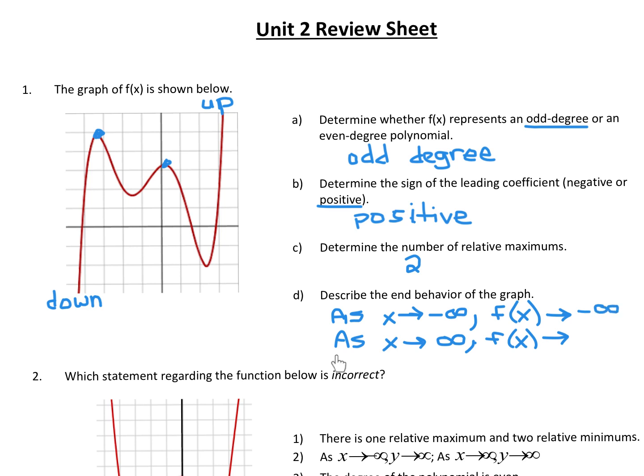All right, whereas as x approaches positive infinity, this means as we're going to the right. So as the x values are getting bigger, as we go to the right on our graph, what's happening to f of x? Well, the function itself is going up, so it's approaching positive infinity.